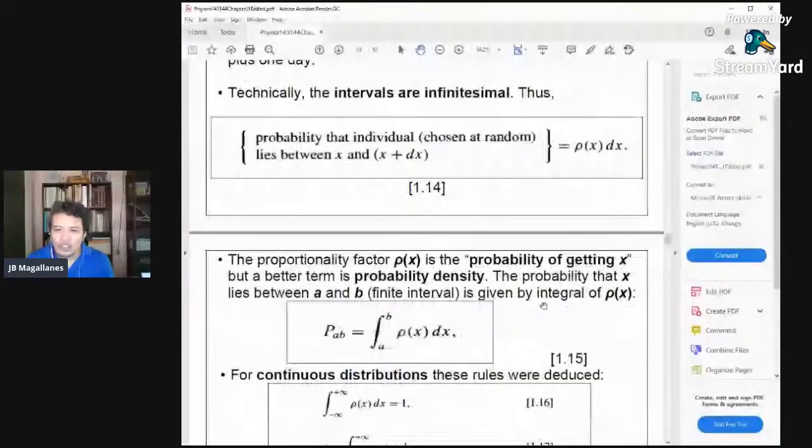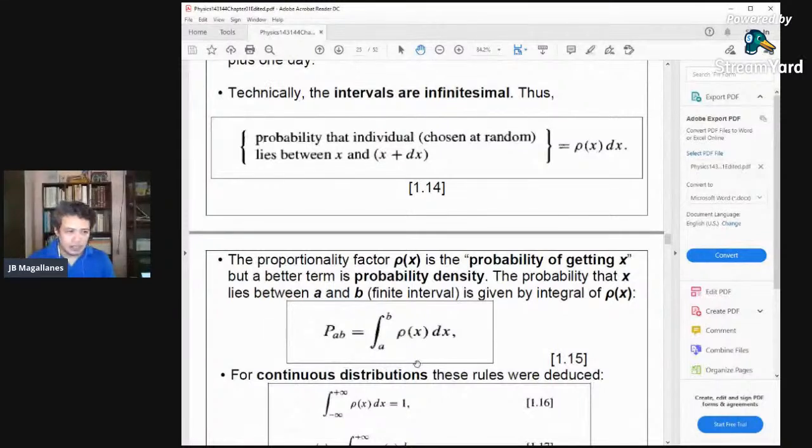And so if you want to get the probability of a particle lying between the positions A and B, then you just have to integrate from A to B the probability density times dx, where the dx is limited only from A to B. So this is the probability of finding the particle from A to B. So you have 2 points. So this is for continuous distribution.